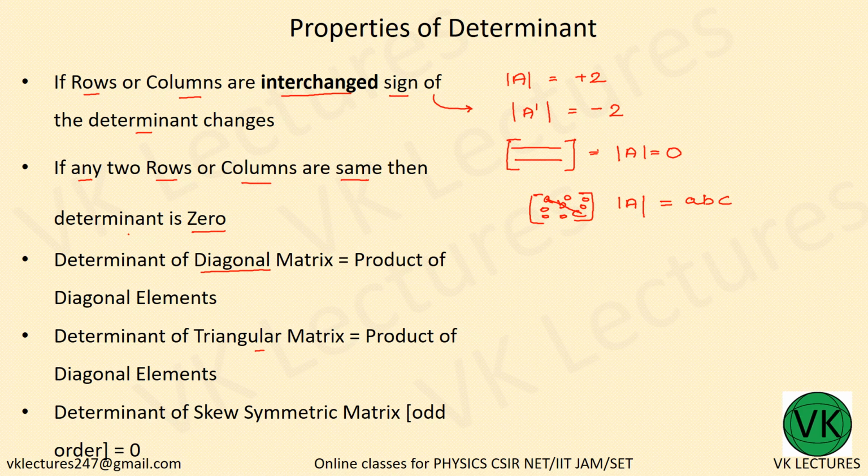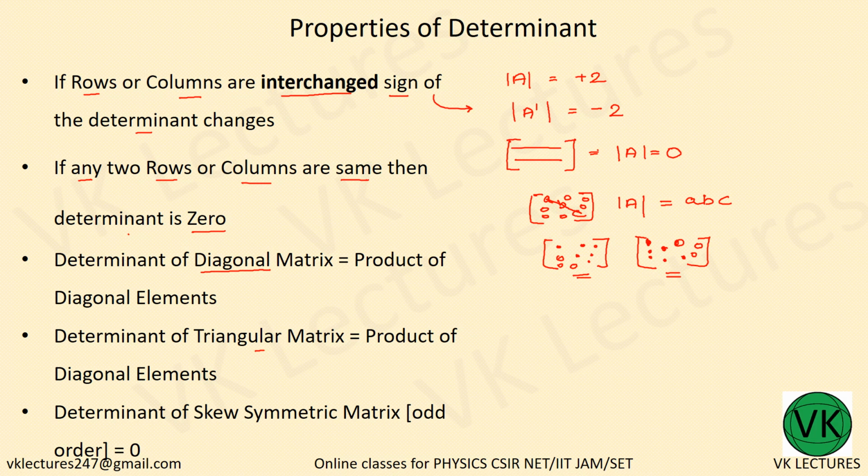Now determinant of a triangular matrix. Triangular matrix means it can be either upper triangular matrix, for example, can be either this or this. That means only, okay, so all other elements are 0. Okay, so this is called upper triangular matrix. This is lower triangular matrix.